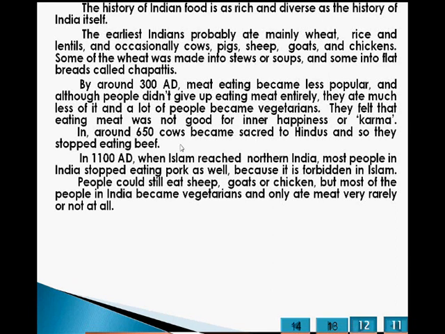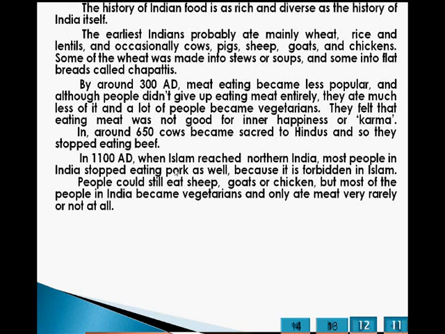In 1110 AD, when Islam reached northern India, most people in India stopped eating pork as well because it is forbidden in Islam. So after some years, in 1110, Islam reached northern India, and so they stopped eating pork. So what do you think the meaning of the word pork? Pork is, of course, the meat which we take from the pigs. And because in Islam we can't eat pork, they stopped eating pork.